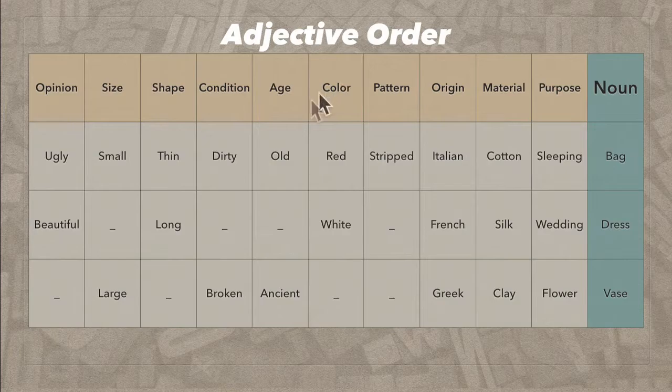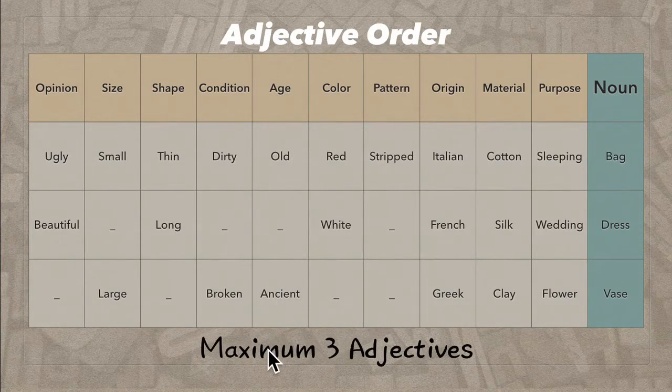No matter what adjectives you use, keep in mind there should only be a maximum of 3 adjectives used, because more than 3 starts to sound a little strange. It's okay to say ugly, small, thin bag, or beautiful, long, white dress, but it's not okay to say large, broken, ancient, Greek, clay, flower vase. It's too much. Limit your number to 3 adjectives at a time.